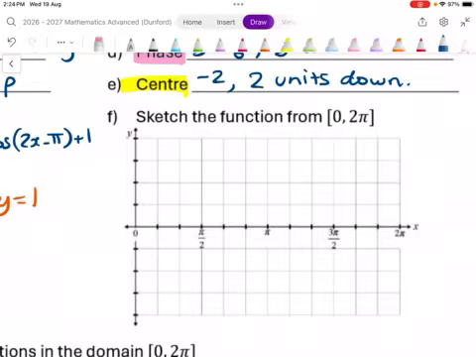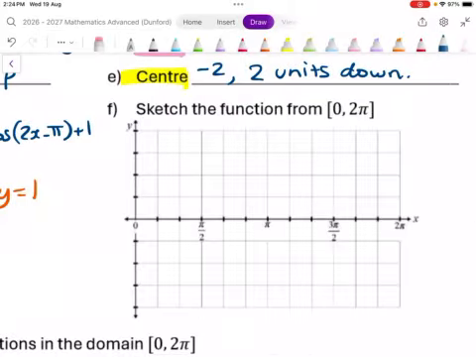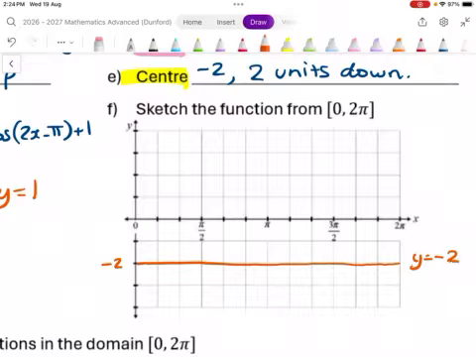Did we all get those? Okay, center's probably the easiest one to put on. So at -2, you want to draw a line y equals -2. If you're using a pencil or a different color pen probably is ideal for this.